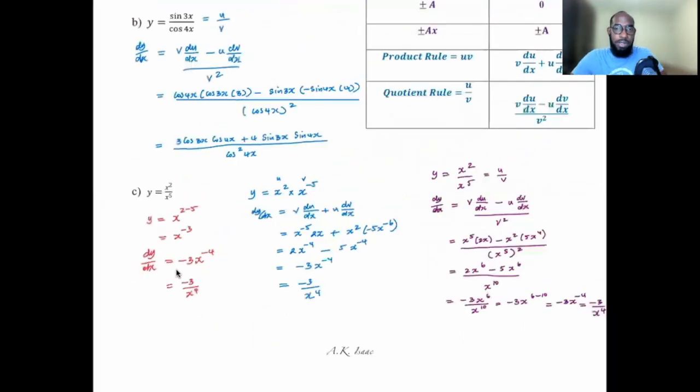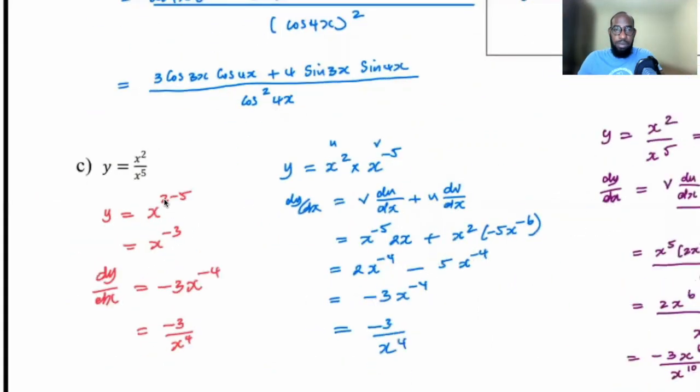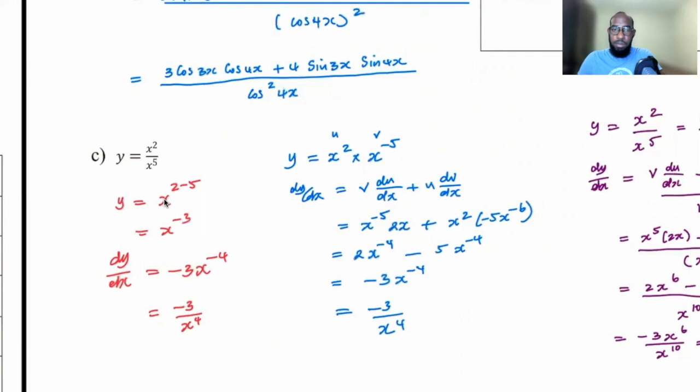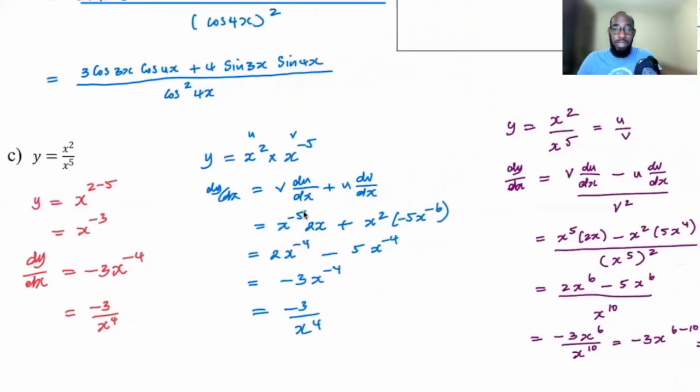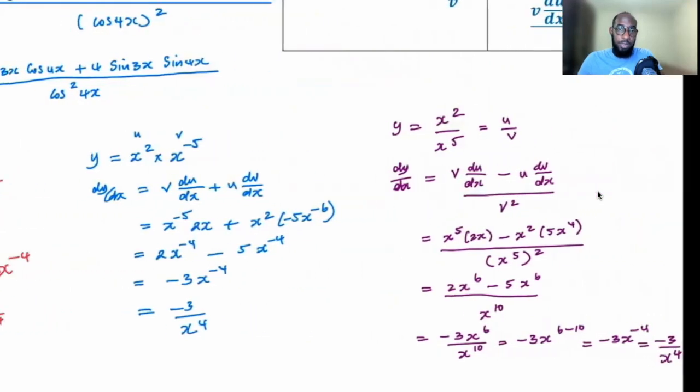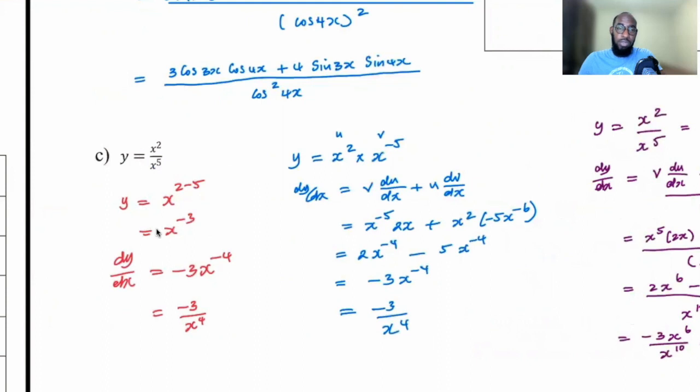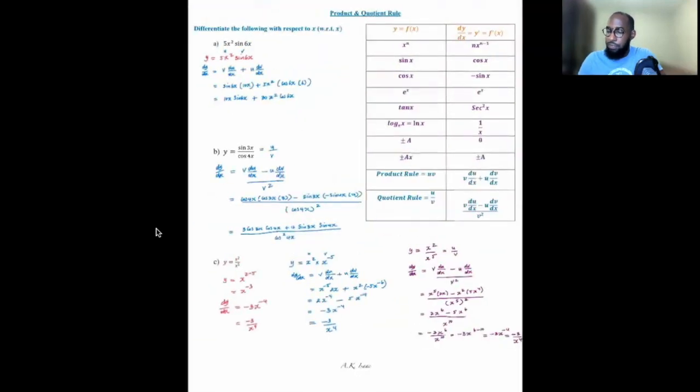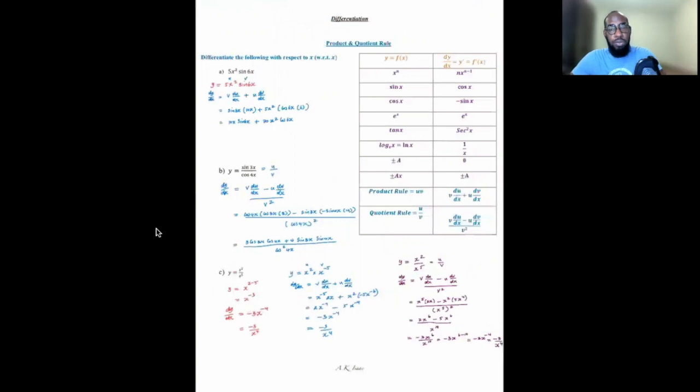So I did all that to simply illustrate: if you have a question like this, choose wisely. Simplify and differentiate it the normal way. Do not go down this road, which is the product rule, or this road, which is the quotient rule. You have to exercise wisdom. Choose the most efficient and effective way to do it. All right. So that's it for product rule and quotient rule with relation to differentiation.